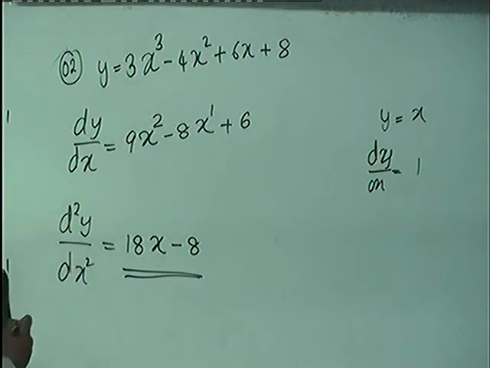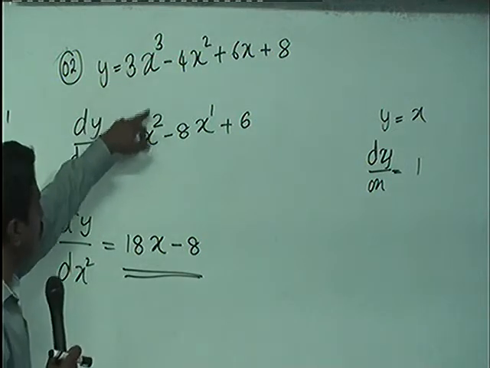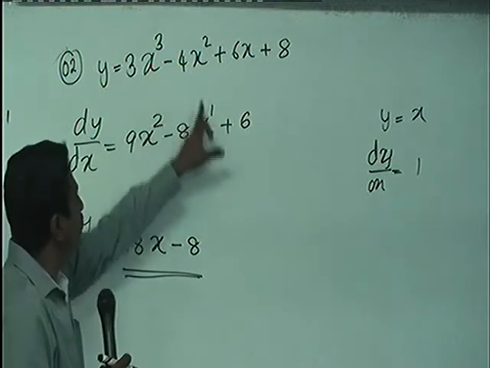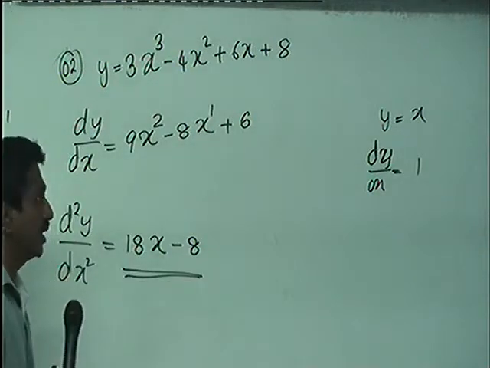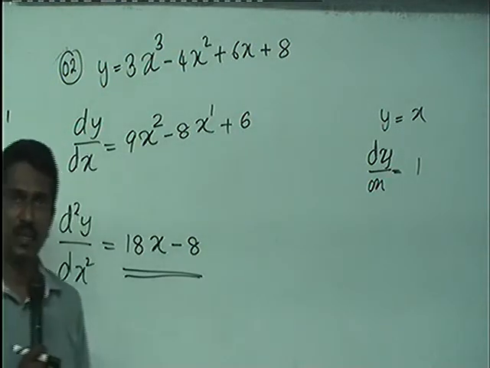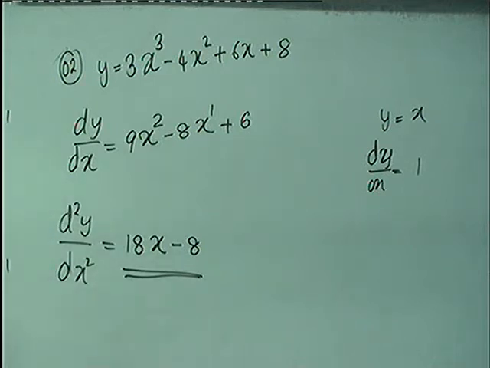18x minus 8. When you differentiate, the power always drops by 1. So 3 becomes 2, 2 becomes 1, 1 becomes 0. The others will vanish. So this is the second order differentiation. So write down this as well.